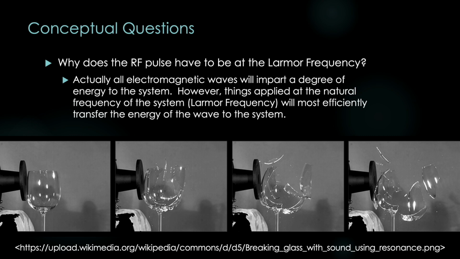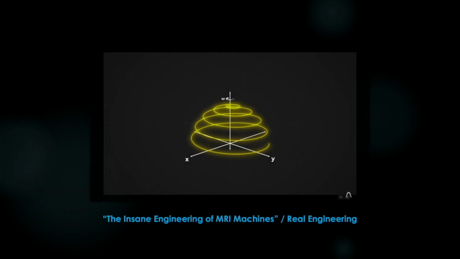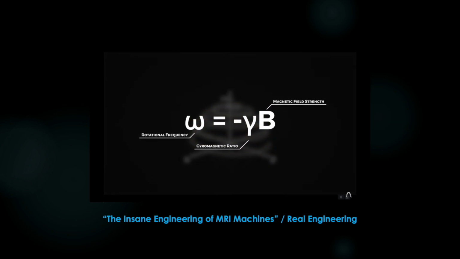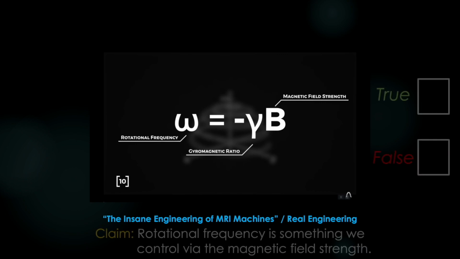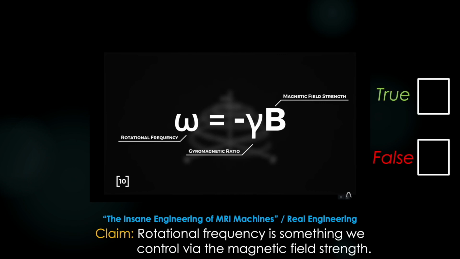Think of the analogy of the singer breaking the wine glass by singing intensely at its natural frequency that we introduced in Lecture 1. Continuing with this clip. Luckily, rotational frequency is dependent on something we control, the magnetic field strength. Claim. Rotational frequency is something we control via the magnetic field strength.